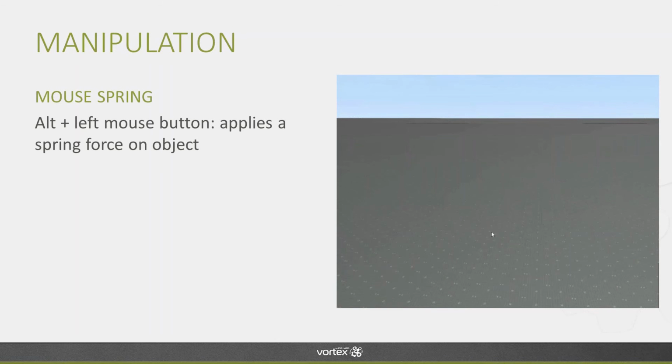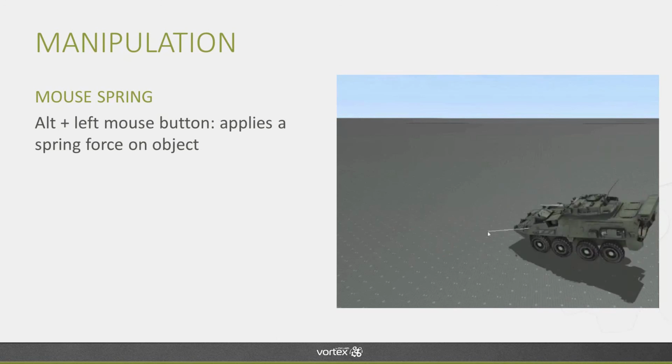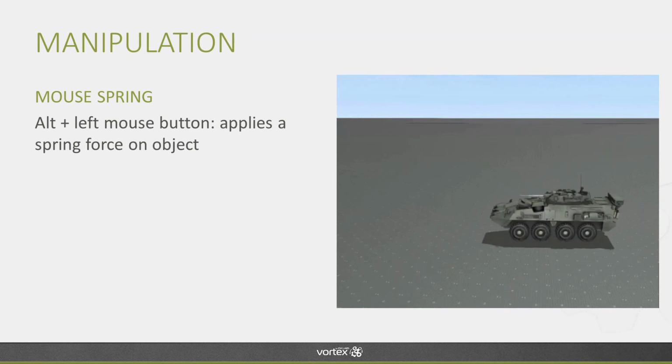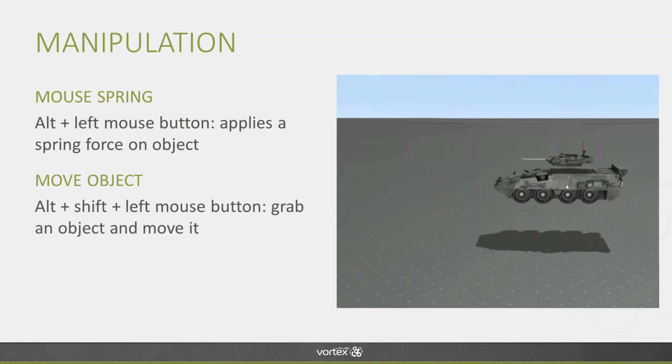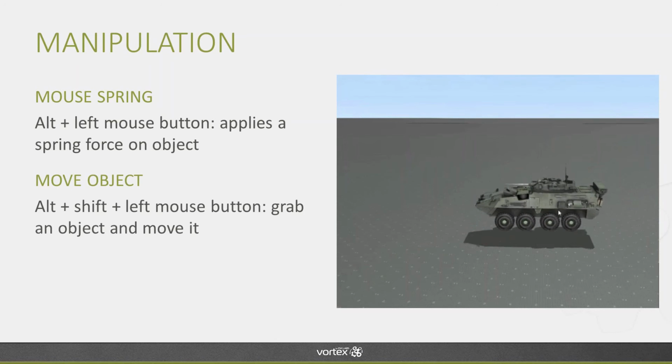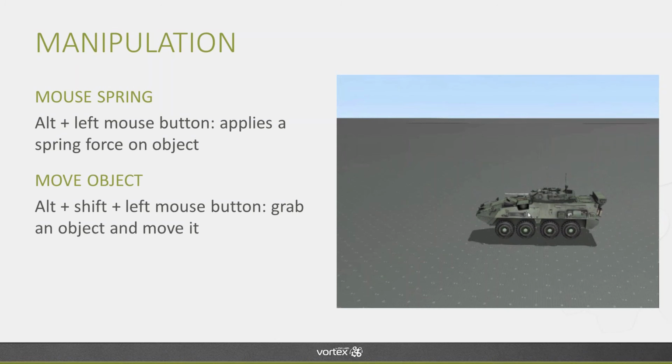So as you can see on the video on the screen right now, you can move it just a little bit by using a small distance, or you can actually throw it around using a bigger distance. If you want more precise movement without applying an actual force on the object, then you're going to want to use Move Object, which is Alt, Shift, and the left mouse button.